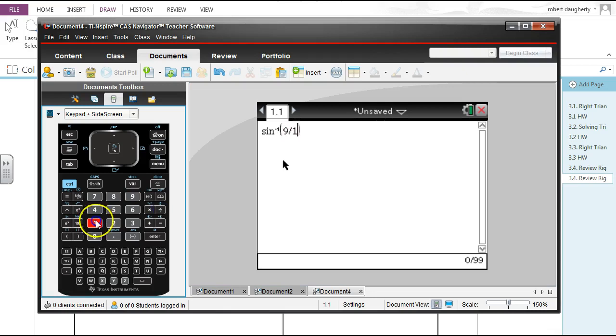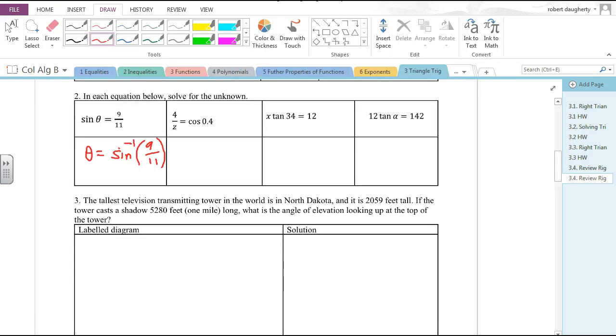So 9 divided by 11, and I get 54.90. So that tells me my answer is 54.90. I'm solving for an angle. That is degrees, okay? 54.90 degrees.